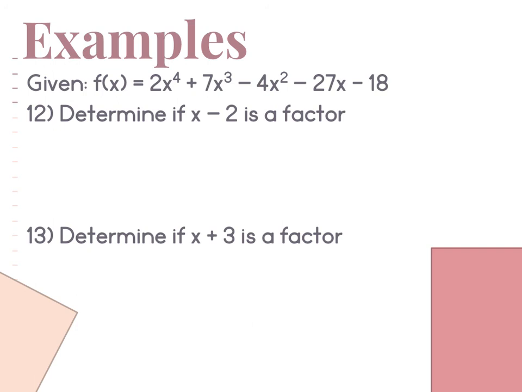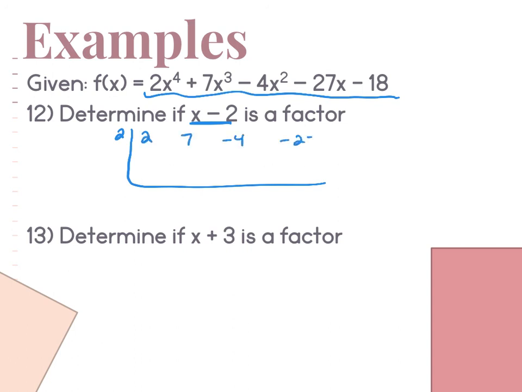So what goes on the outside of the box? 2, the opposite of the sign because it follows an x. Then this is in decreasing degree order: 2, 7, -4, -27, -18. Bring down the 2. Multiply it. Put it in the next column. Add it. Multiply it. Put it in the next column. Add it. Multiply it. Put it in the next column. Add it. 9. Multiply it. Put it in the next column. Add it. Remainder 0. My answer here is yes.